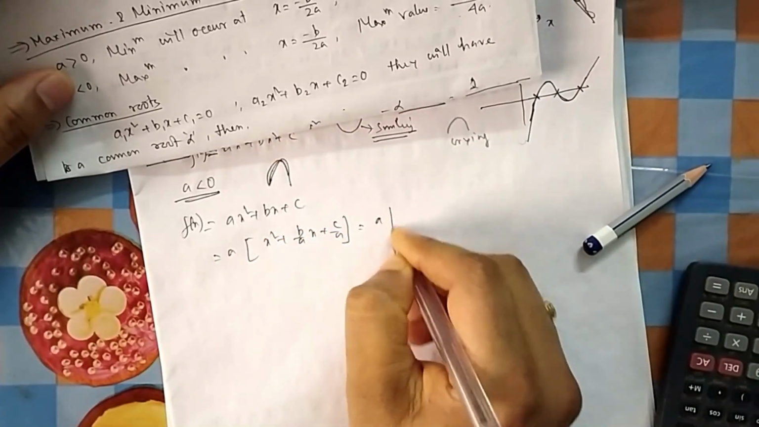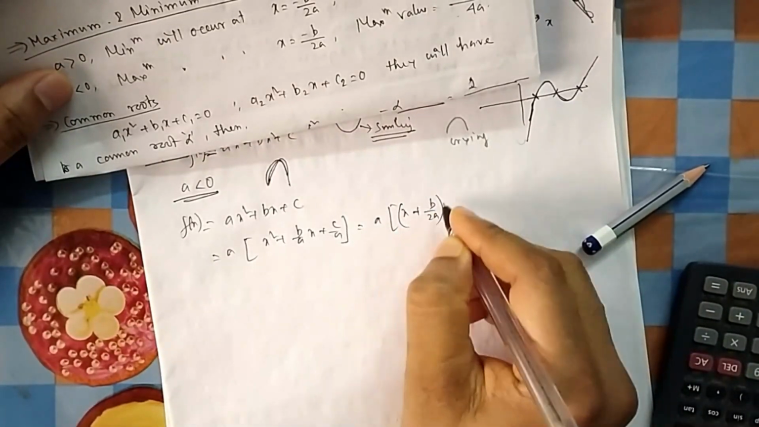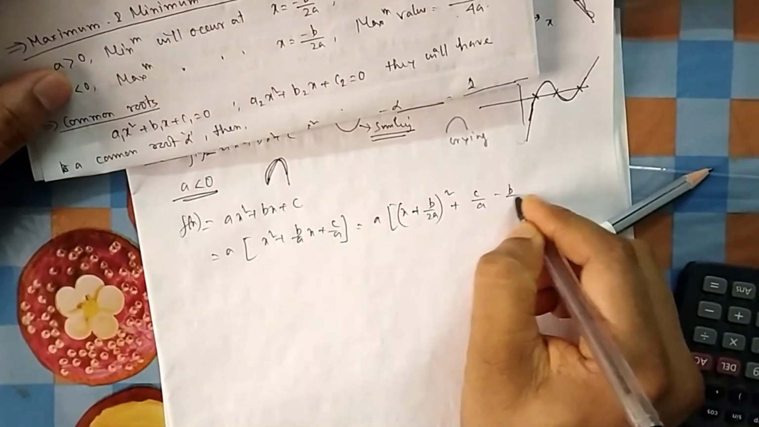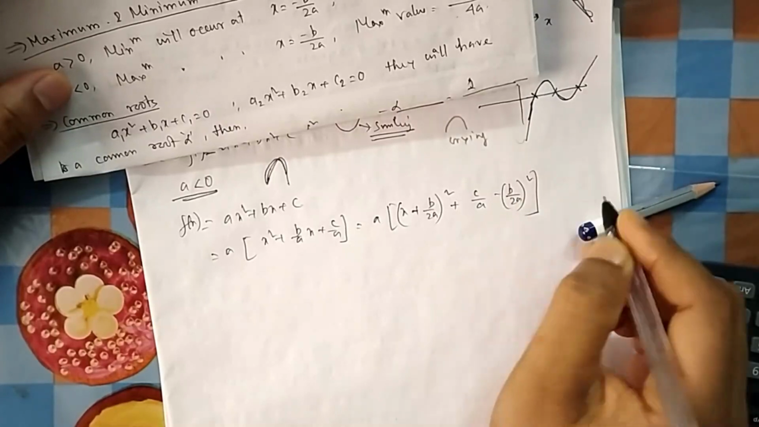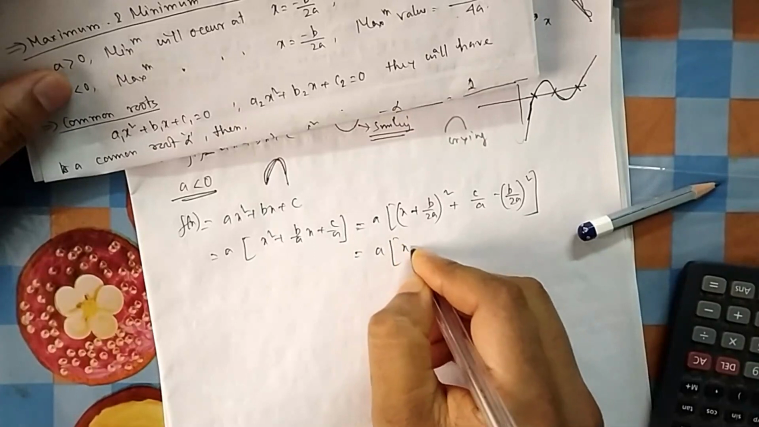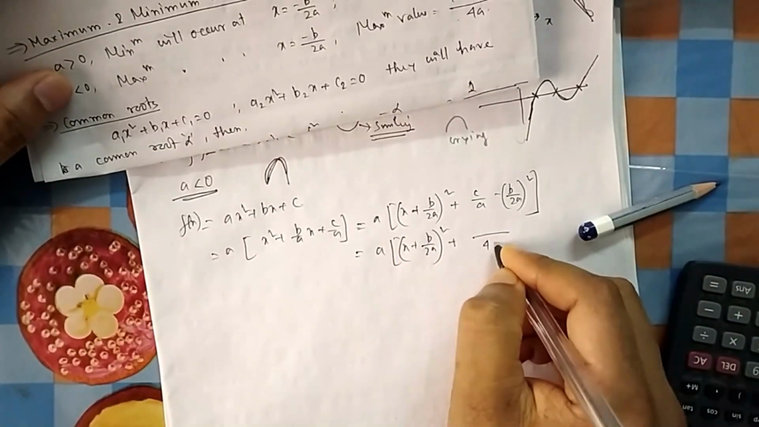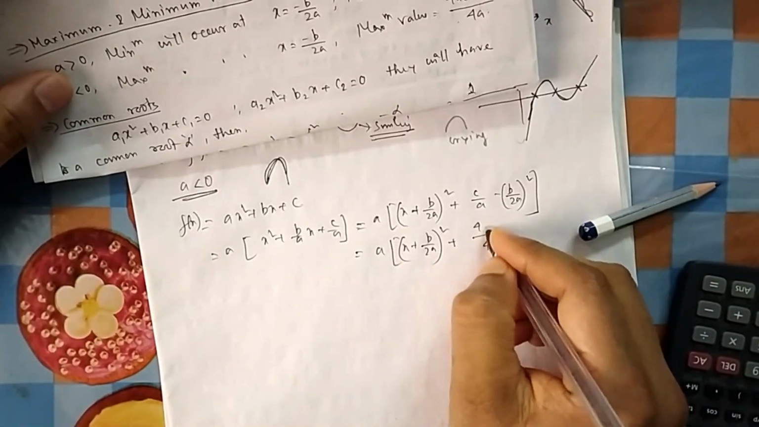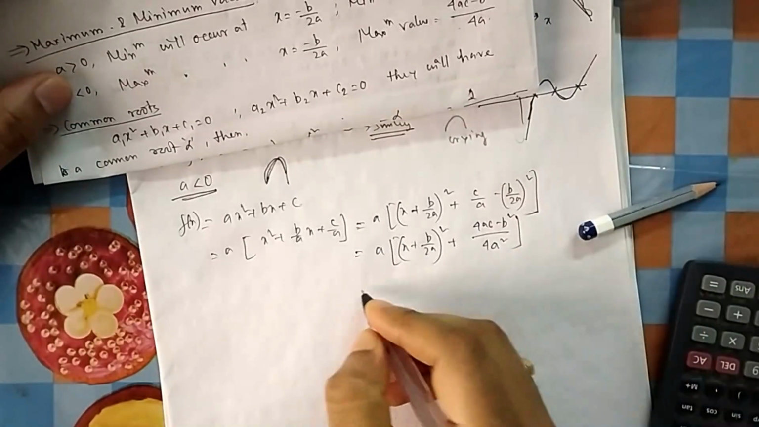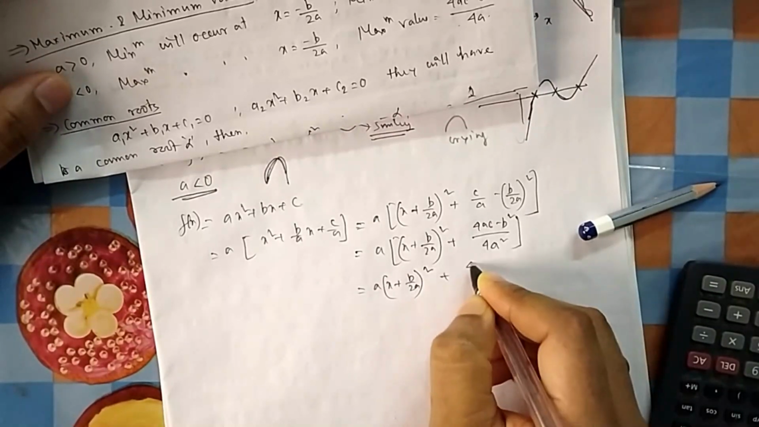So it will be a into (x plus b by 2a) whole square, plus c by a minus b by 2a whole square. It was of this format. Yesterday there was no a because this side was 0, so it got cancelled. So it will be something of this fashion. Then 4a square you can take, and then 4ac minus b square. If you take LCM, it will come like this. If you take a common and multiply with a, then it is (4ac minus b square) by 4a.